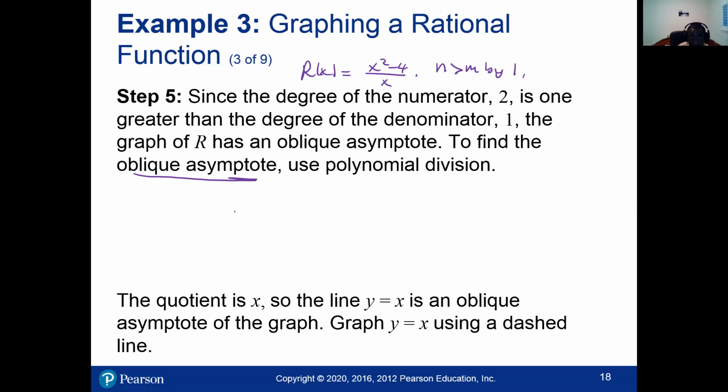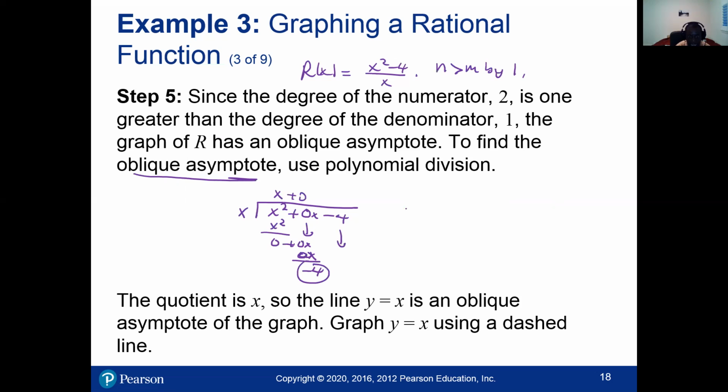If you have an oblique asymptote, that means we have to use long division. So x is going to divide x squared; we have to introduce the missing term, 0x, then minus 4. x goes into x squared x times, so it has to be x squared. If you subtract, you get 0. You drop down the 0x, then you drop down the negative 4. Then you stop there. So negative 4 is the remainder.